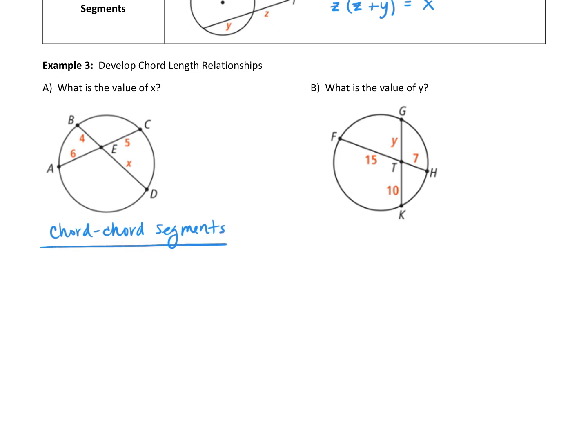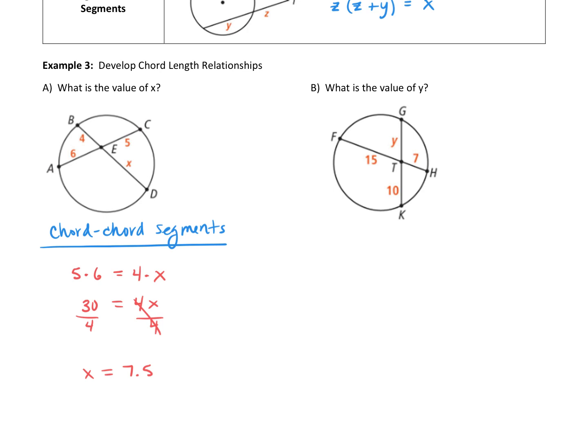So when you have your two chords from the point, remember the product, 5 times 6, all within that same chord, is equal to the product of 4 times x. So if we write that out, 5 times 6 is equal to 4 times x. And then we just simplify and solve. 5 times 6 is 30. 4 times x is 4x. We divide both sides by 4. It does not divide evenly by 4, but it does give us a terminating decimal, so we're good with that. We can say that x equals 7.5.